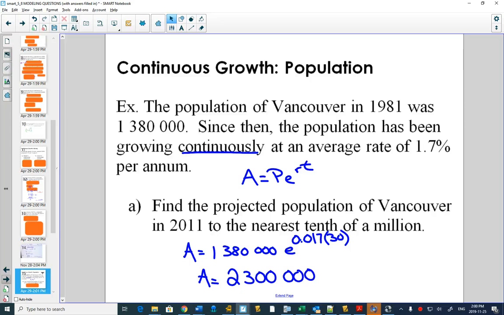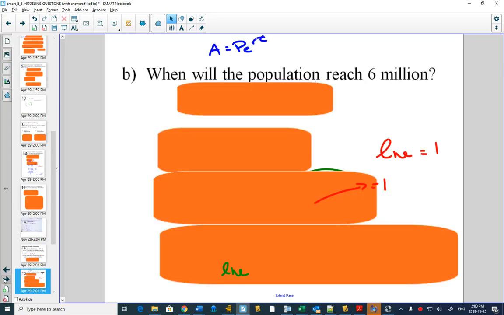So part B, when will the population be 6 million? So again, we set up our equation with everything we know. I changed my 1.38 to millions. Does that make sense? Instead of writing 138,000,000, I wrote 1.38 million and 6 million. I basically divided both sides by a million just to have smaller numbers.